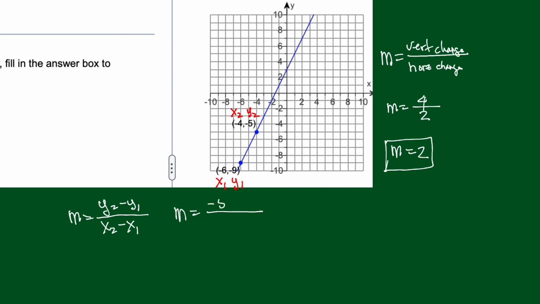So I get -5 minus, careful, -9 over second x, which is -4, minus first x, which is -6. So I'm going to get -4 minus -6. This gives me -5 plus 9 over -4 plus 6. There is our 4 over 2. All right, so now I can absolutely conclude that the slope is 2. This is a better way to do it because if you're looking at a picture, you don't know for sure if that point is right on that coordinate line, that intersection.